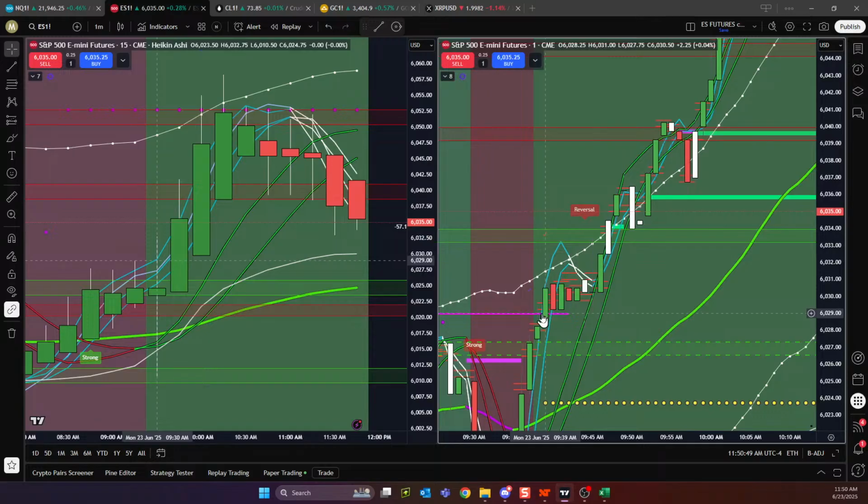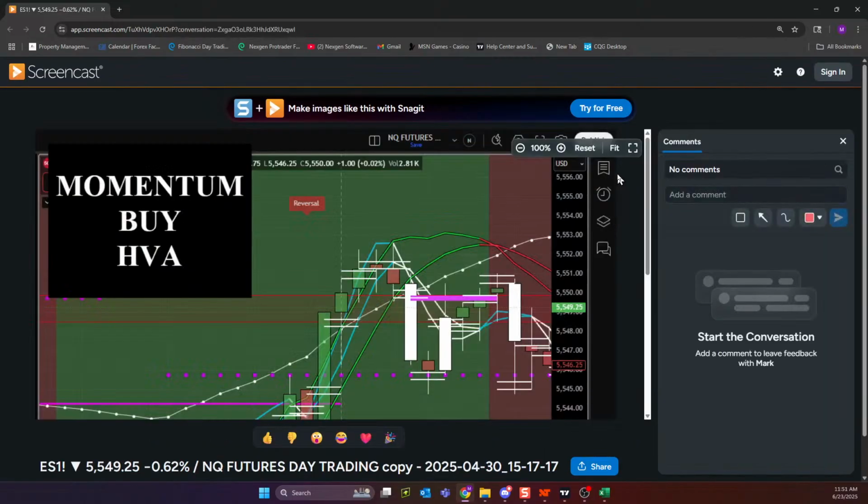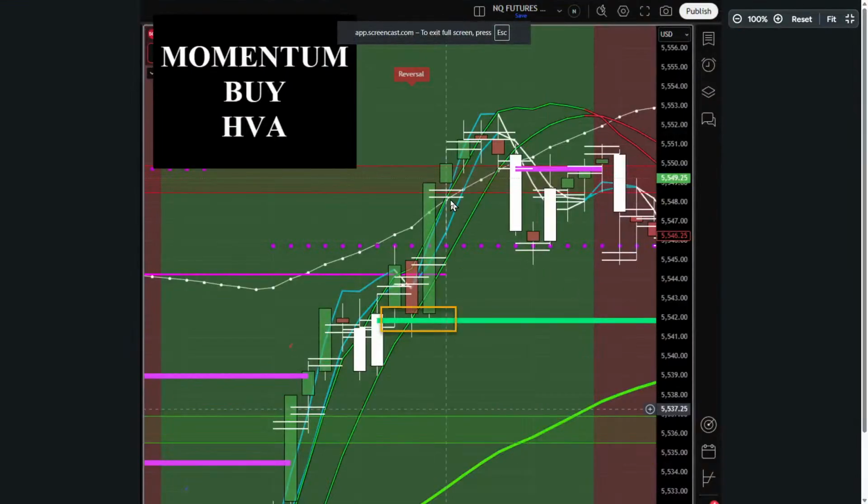Break and go up, find an HVA, buy the pullback. Go up, break a zone, buy the pullback. 1-to-1, buy the pullback. And it's predicated by momentum on both charts. Momentum buy at the HVA. I've got strong triggers, pulls back to the HVA, continue up with momentum. Go in the other direction.